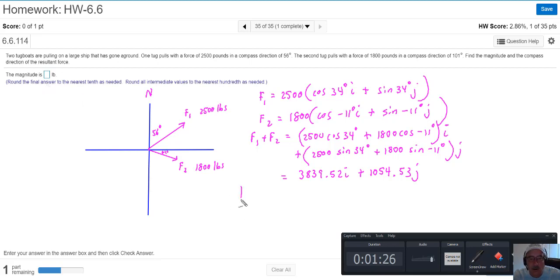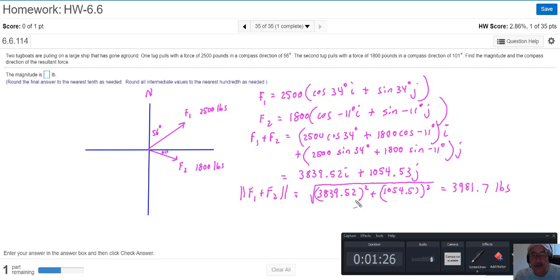So we're going to take the magnitude of these. I'm going to pause, do this, and come back. All right, taking the square root of the x component squared plus the y component squared, I ended up with 3,981.7, which, it looks like it wants rounded to the nearest tenth. Make sure your answers make sense as well when you're doing these.